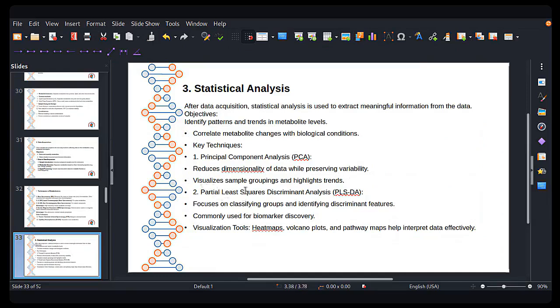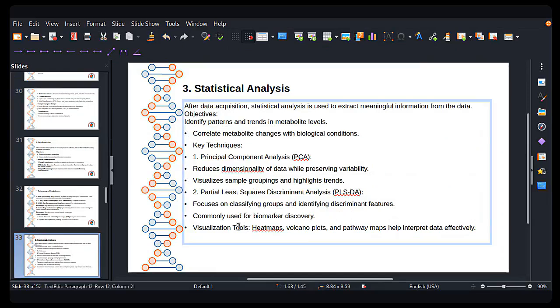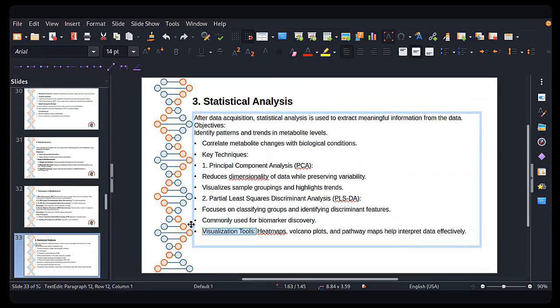We can visualize sample grouping and highlight trends. Then partial least squares discriminant analysis we can use, commonly for biomarker discovery. We can use visualization techniques like heat maps. Do you know what heat maps are?